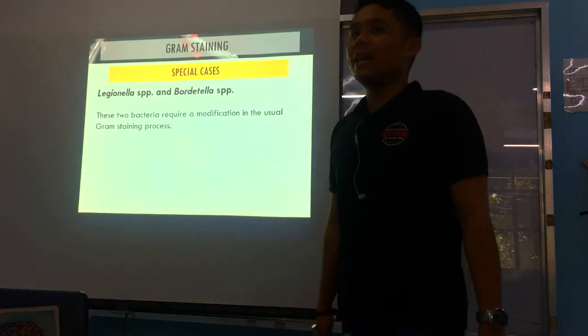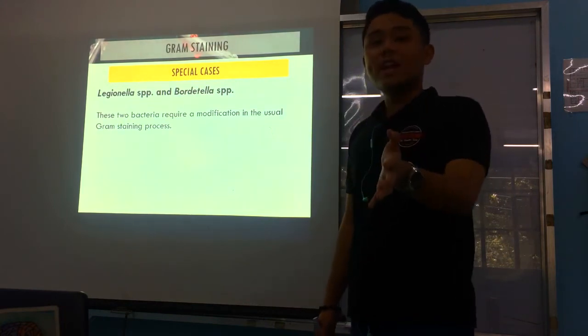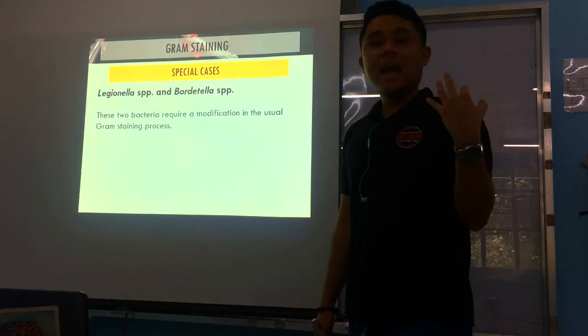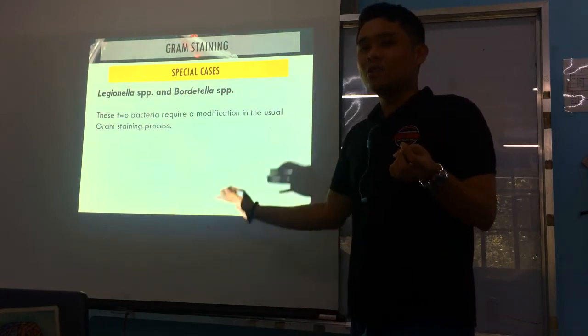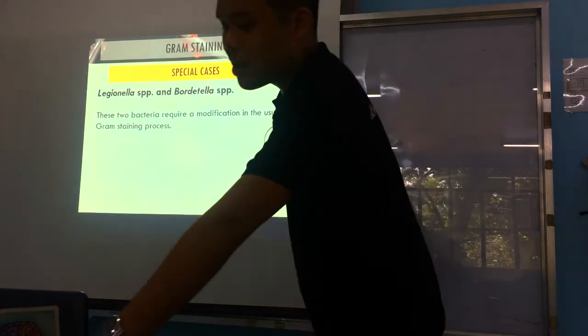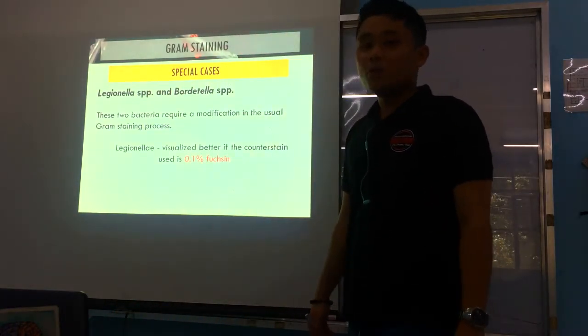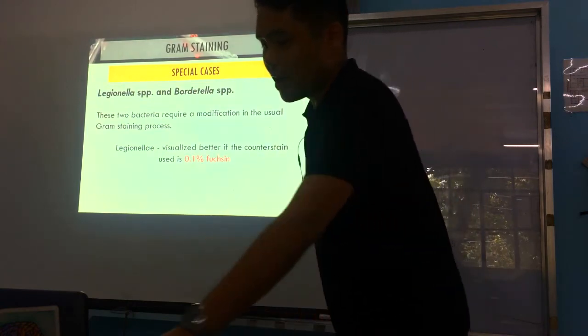Now, for Legionella and Bordetella, nothing special lang, pero ang difference lang is ang counterstain. Di ba, unsay counterstain nato sa gram staining? It's safranin. But this time, because of their special characteristics, ato i-change lang ang counterstain. Okay? Instead of safranin, for Legionella, we will use 0.1% fuchsin. Okay? So that's still color red.